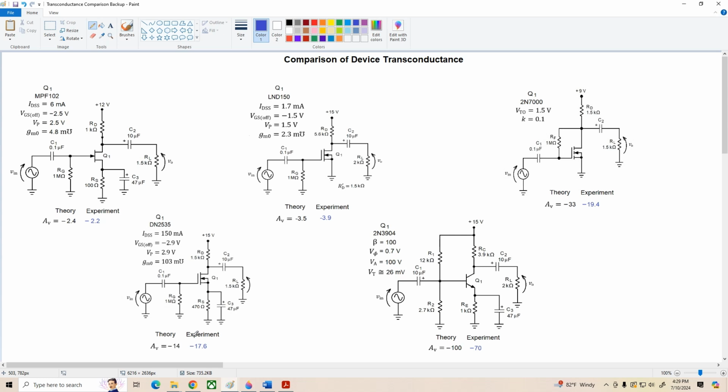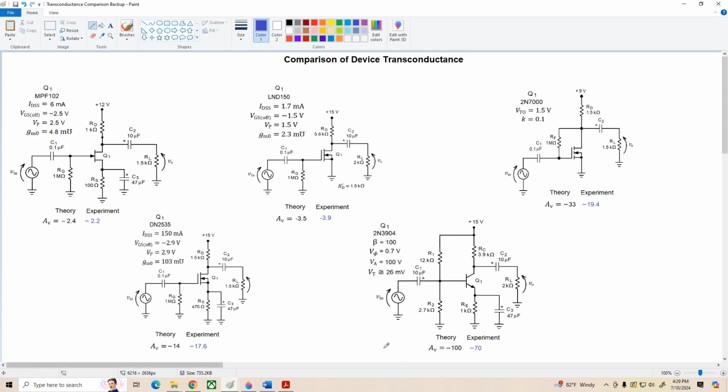And then finally we have the voltage gain champion, the bipolar transistor. Here is a 2N3904 common emitter. Theoretically the gain was negative 100 based on some rough assumptions. Experimentally it came out to be negative 70.